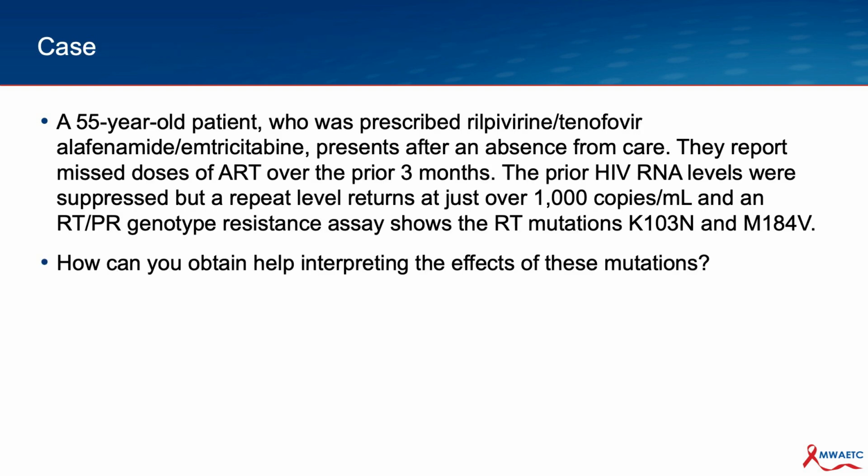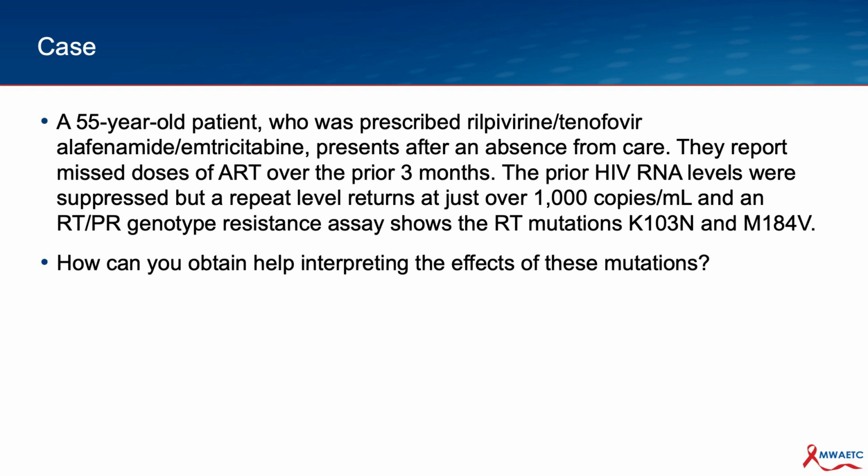So here's a case, and again, we're going to get into using the Stanford database and how to interpret mutations, but I just want you to think about this. A 55-year-old patient who was prescribed rilpivirine, tenofovir alafenamide, emtricitabine, presents after an absence from care. They report missed doses of ART over the prior 3 months. The prior HIV RNA levels were suppressed, but a repeat level returns at just over 1,000 copies, so clearly meets the definition for virologic failure.